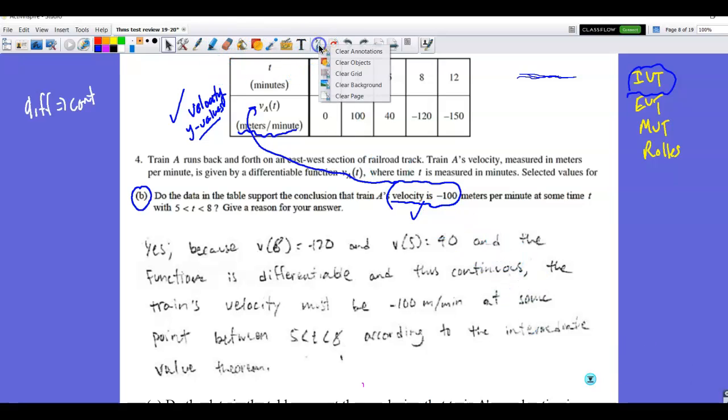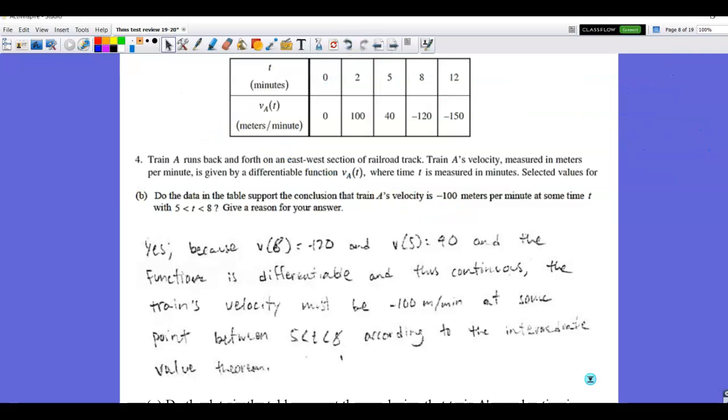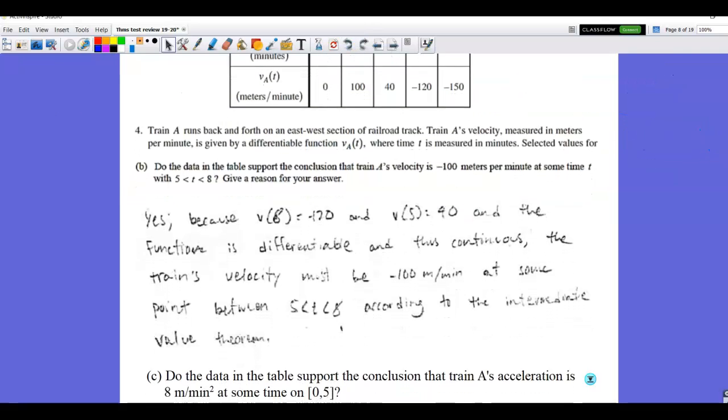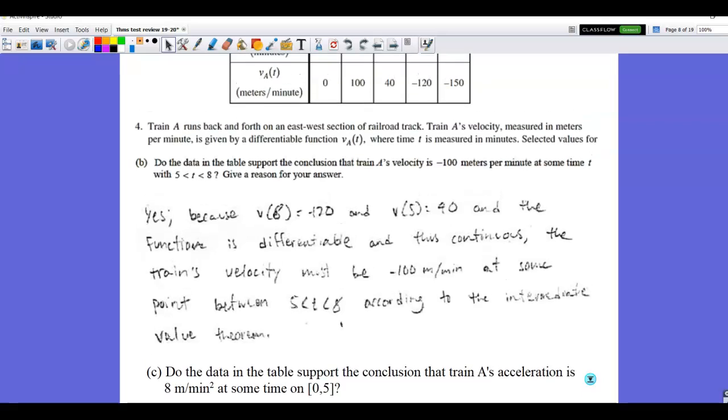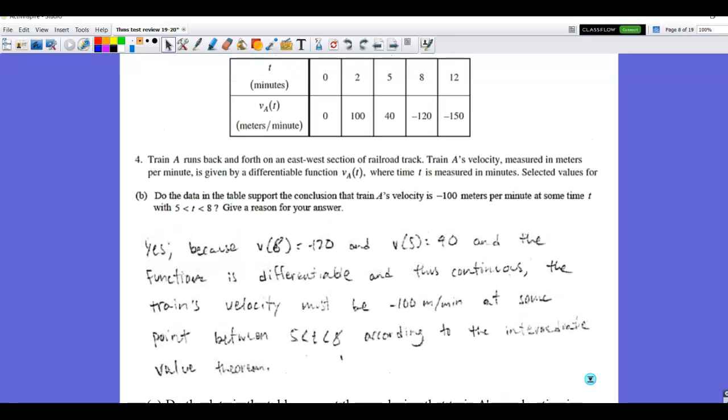All right, I'm going to clear these annotations, and I've actually written a second question to go with the same data. I don't know if I'm going to be able to get this in the same screen. So the question is, do the data in the table support the conclusion that the train's acceleration is 8 meters per minute squared at some time on the closed interval from 0 to 5? So maybe stop the video and write down the question, and then go back and look at the table, look at the data to see if you can make your decision. I'm going to go through it now.